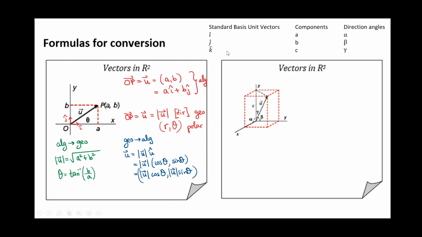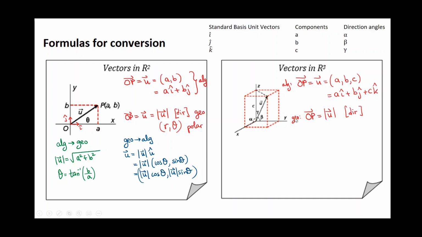So what we're going to do is, first of all, in terms of i hat, j hat, that were along the x and y axis, now we have a k hat that's going to be along the z axis. The components we're going to be using, instead of just a, b, as stretch factors of each of the standard basis vectors, we're going to have a, b, and c. So c will stretch out the k hat standard basis vector. And then direction angles will be using alpha, beta, gamma, so the first 3 letters of the Greek alphabet.